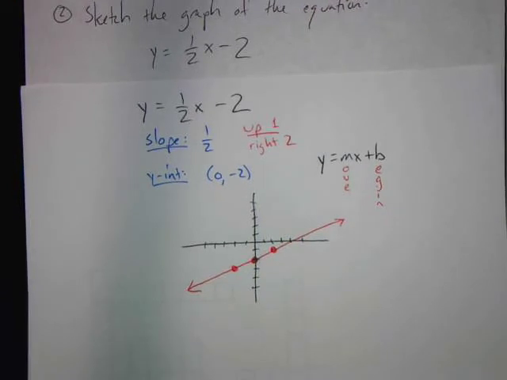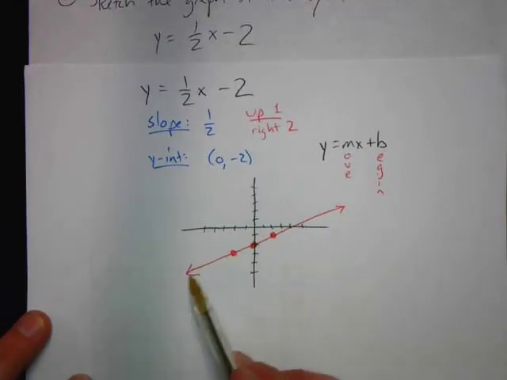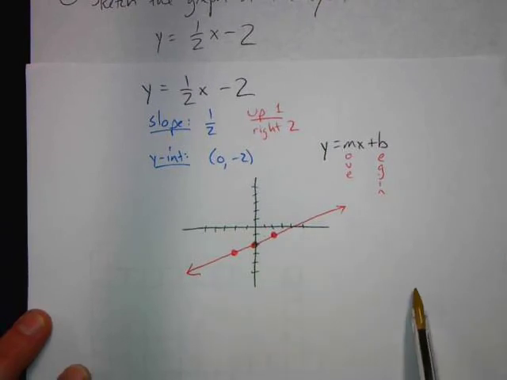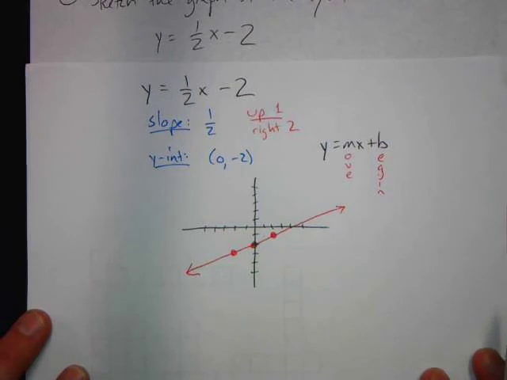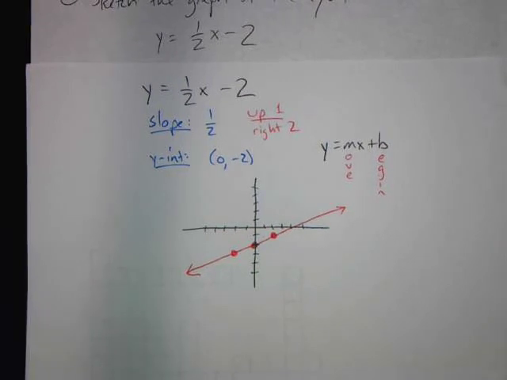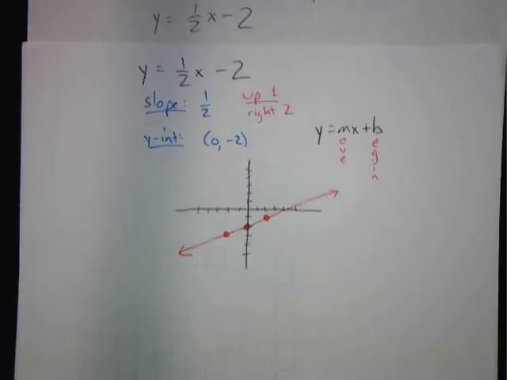So we have our graph, and it doesn't matter which way we do it. We can use a table of values. We could use our x-intercept and y-intercept, the x-intercept at 4 and the y-intercept at negative 2, or we can use slope-intercept form. This is how we can graph linear functions.